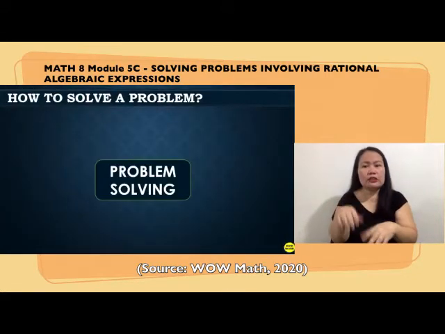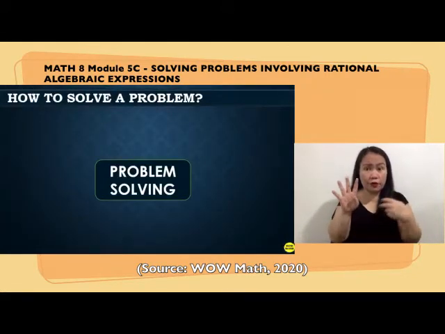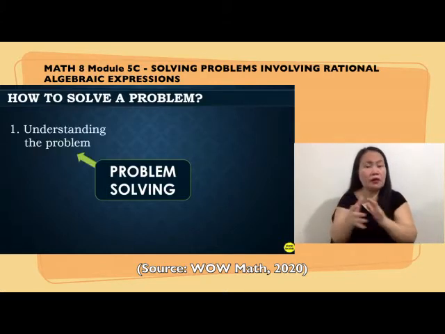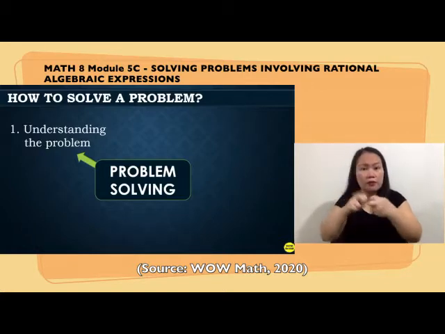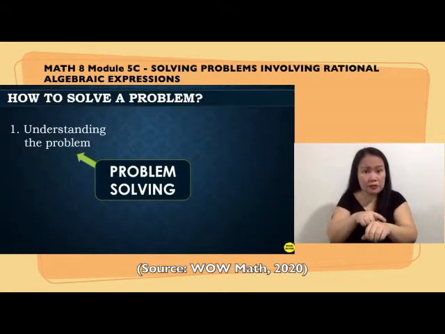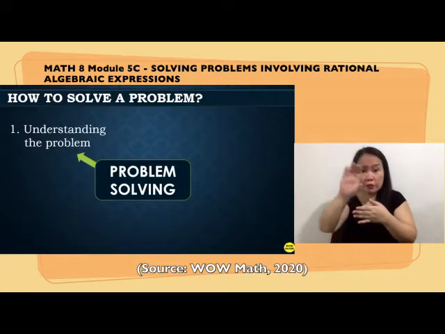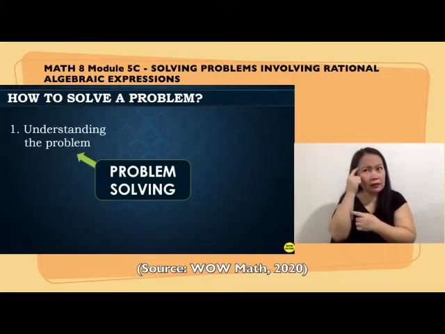So we have 4 steps in problem solving. How to solve a problem? First, understanding the problem. You have to understand the problem, read the problem several times until you have fully understood it. Figure out the problem and try to sketch what to do about it. So this is the most important thing. You have to understand the problem first.